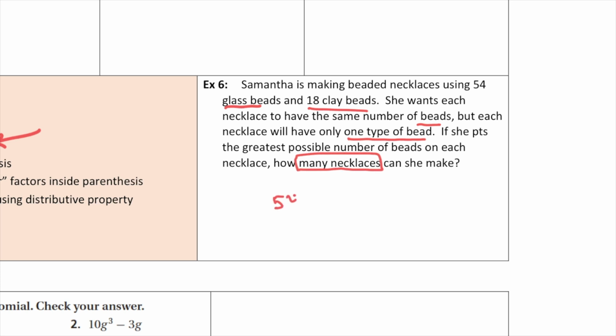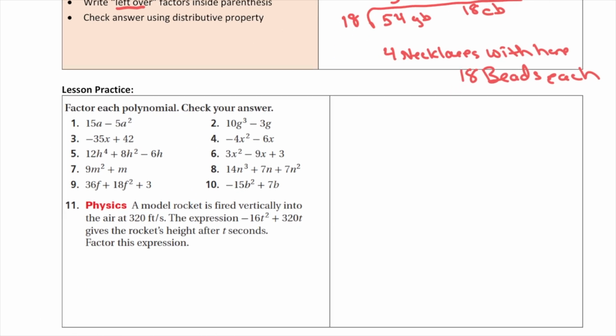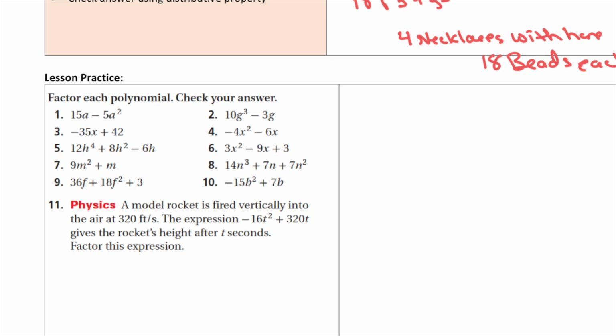So we have 54 glass beads and we have 18 clay beads. If we look for the GCF to help us out, 3 times 18 is 54. And 1 times 18 is 18. So we could make 4 necklaces that have 18 beads each. And we get that through the process of finding a GCF. All right, give these practice and I will set up a few answers for you.